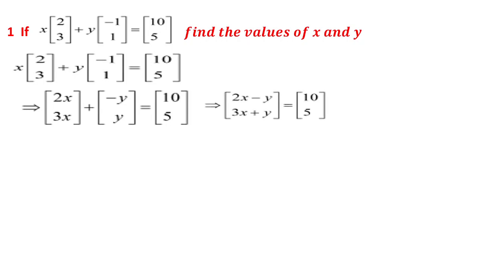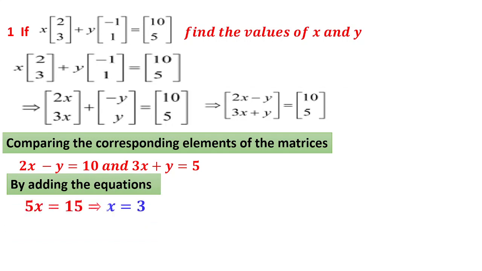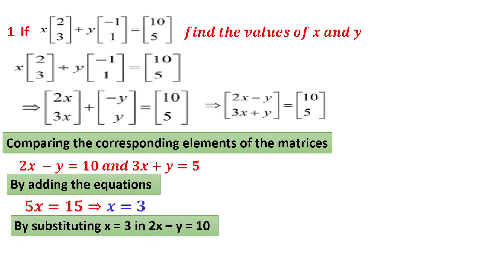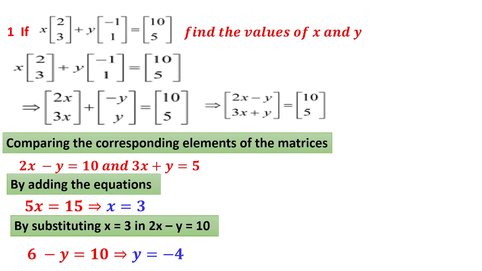The corresponding terms are added up. And I am equating, because when two matrices are equal, corresponding elements are equal. 2x minus y is the same as 10 and 3x plus y is the same as 5. I am adding the equations. I am getting 5x is equal to 15 and x is equal to 3. When I substitute x equal to 3 in the other equation, I am getting y is equal to minus 4. Therefore, we have solved the equations by getting the values of x and y.